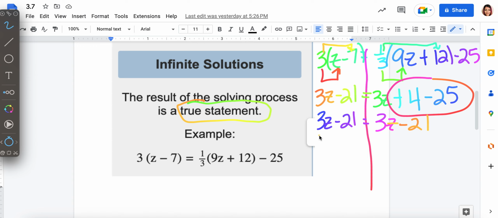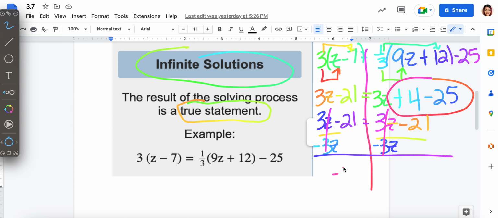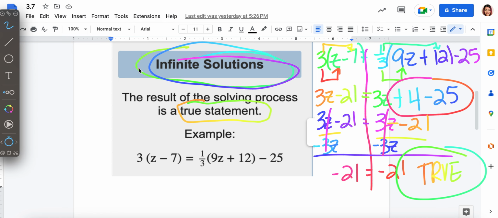Now, if you notice that they're the exact same, you can actually just stop here. When you notice that this is the exact same as that side, it's always going to be infinite solutions, but let's continue to solve. So I'm going to subtract 3z from both sides because I need to move it over to one side, and those cancel out, and I'm given negative 21 is equal to negative 21. This is a true statement. Okay, so when I get a true statement, it's always going to be infinite solutions, which means that I can plug in 1 for z, 2 for z, 3/2 for z, 4.5 for z, any real number, and it will make it true.